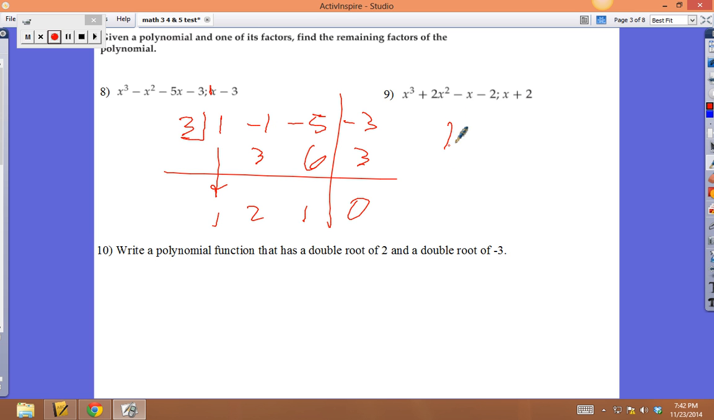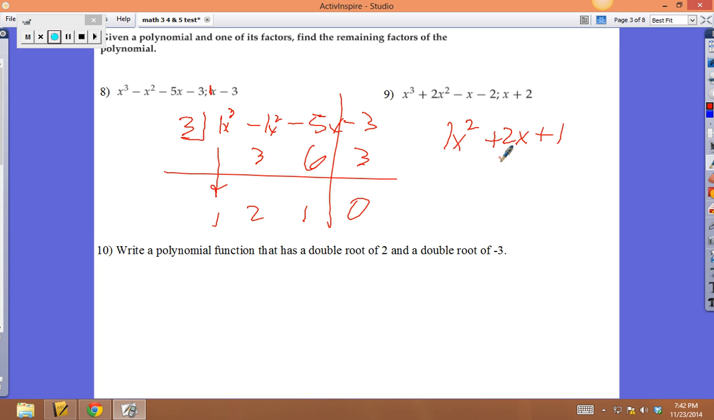So what that means is 1x squared, because you always do 1 less. This guy was a cube, this was a squared. You always do 1 less than what you start with. So if I start with a cube, my answer is going to be a quadratic. X squared plus 2x plus 1 is my answer.